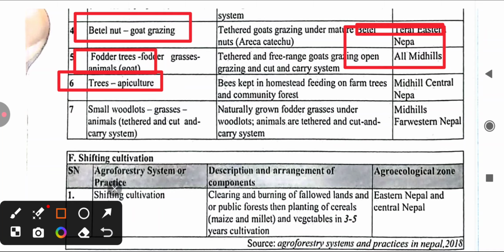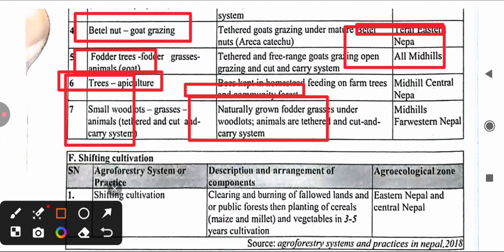Tree apiculture. Bee keeping in home gardens, feeding on farm trees and commonly forest, community forest, mid hill central Nepal. And small woodlot, grasses, animals, terrain and cut and carry systems. Naturally grown fodder grasses under woodlot, animal and terrain and cut and carry system. Mid hill far west.